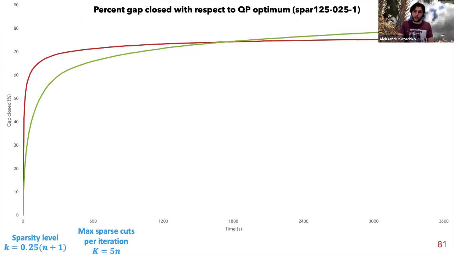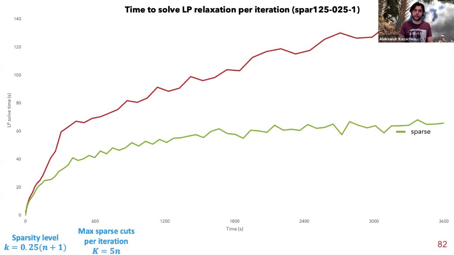All right, going back to that instance, spar 125.25.1, what we see is that within that first hour, after about half an hour, sparse cuts are able to overtake dense cuts and actually close more gap at the end of the time. And the key to that is that if you look at the LP solution time over that course of an hour, instead of going up to 140, I guess it was, seconds for the dense cuts, here with the sparse approach, it takes less than a minute per iteration, even at the end of the hour.